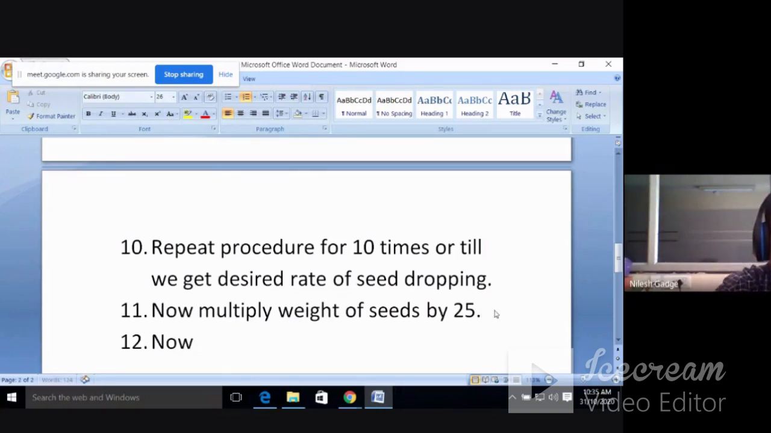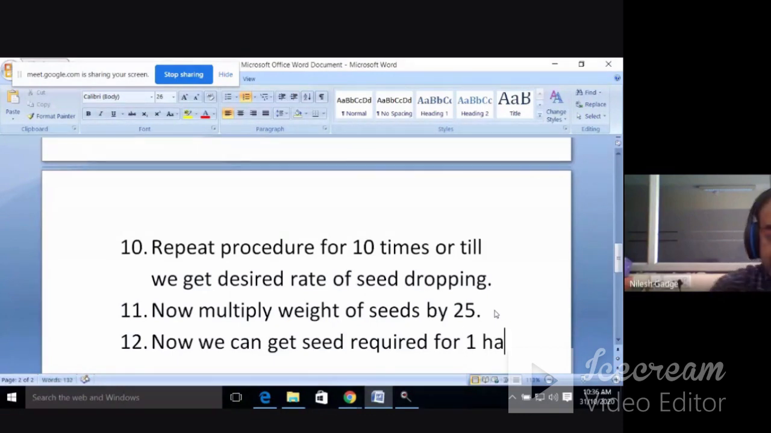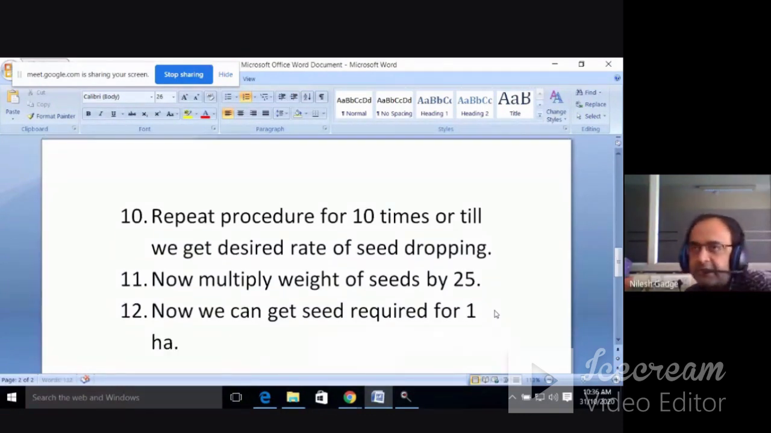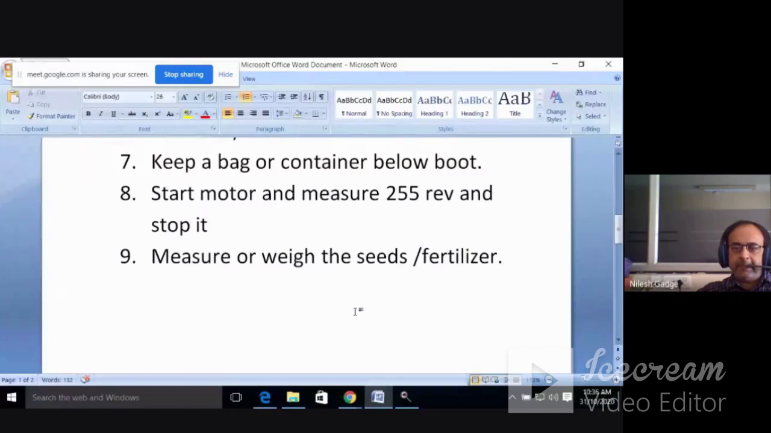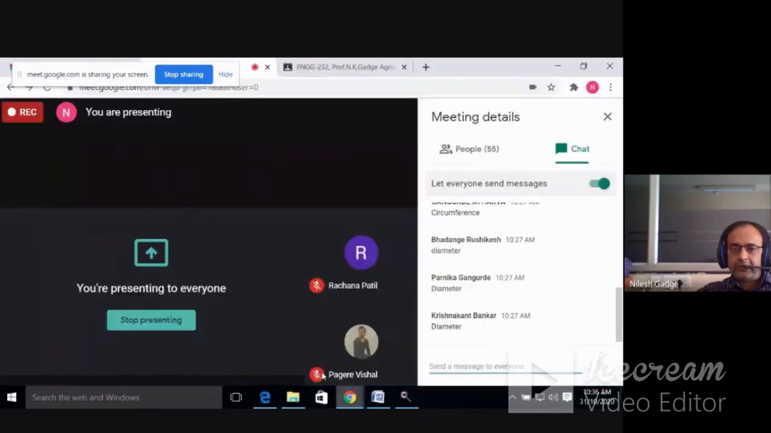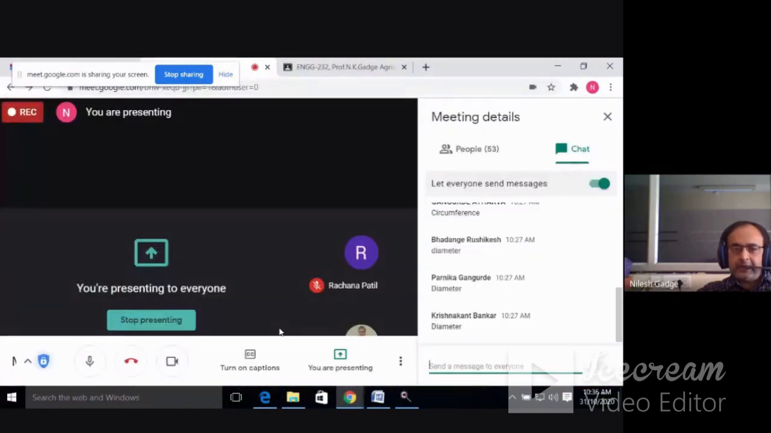Now we can get the seed required for 1 hectare. I hope you have understood this or not. Have you understood or not this one? तर हे असं रिपीट करायचं आणि मग तुम्हाला ते जे आहे ते मिळेल. सो आय होप यू अंडरस्टूड ऑल दॅट. अँड कळलंय की नाही कळलंय कृष्णकांत? ओके, हॅव अंडरस्टूड ऑर नॉट?